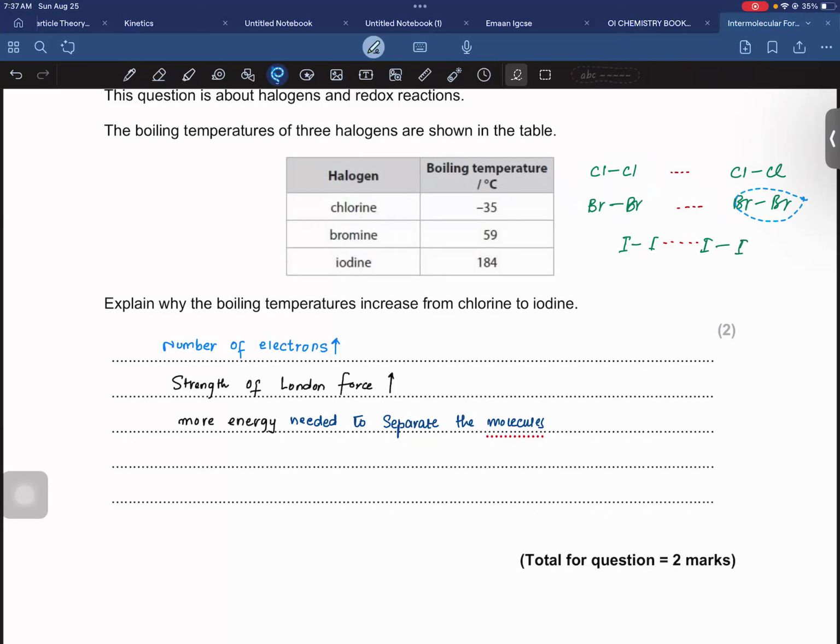So this is the reason I'm saying that if the intermolecular forces are stronger in iodine, you will need higher energy to separate the molecules. This is the reason I am saying that the strength of London forces increases as you go down the group.